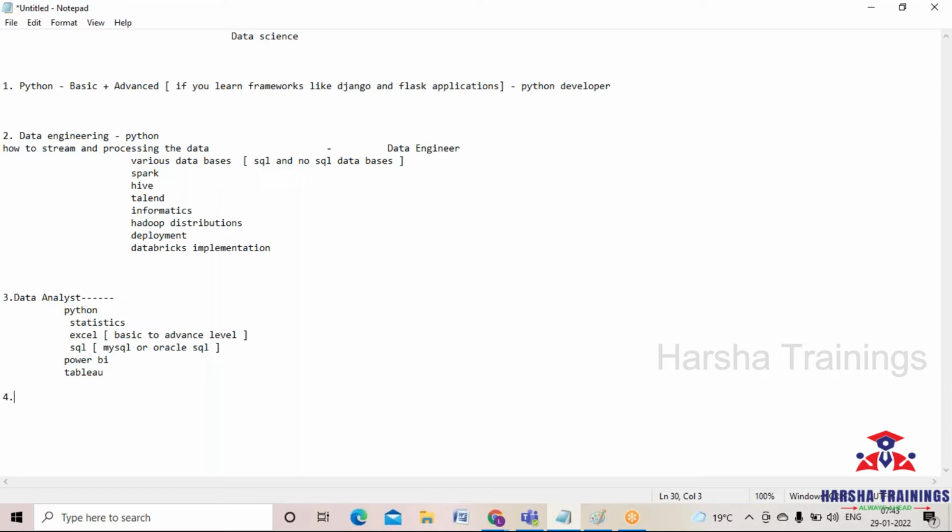Next, after data analyst, the next one is machine learning engineer.